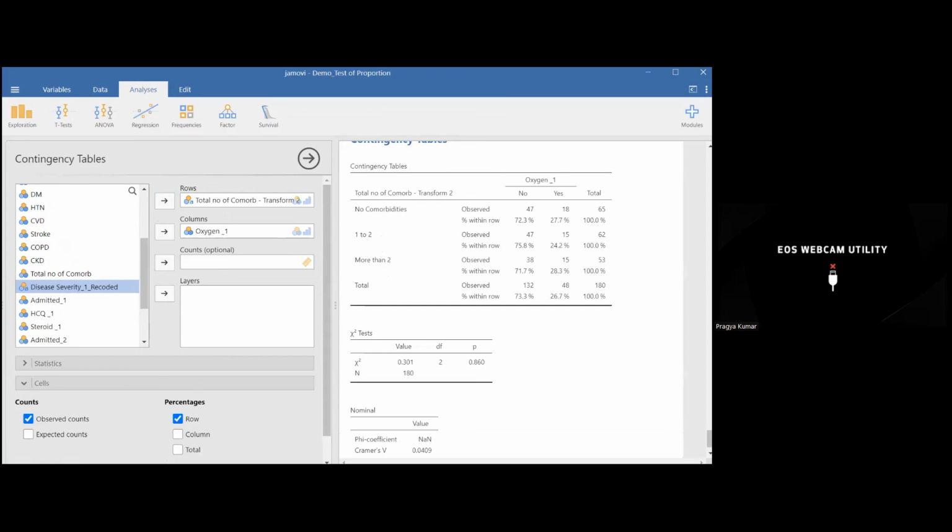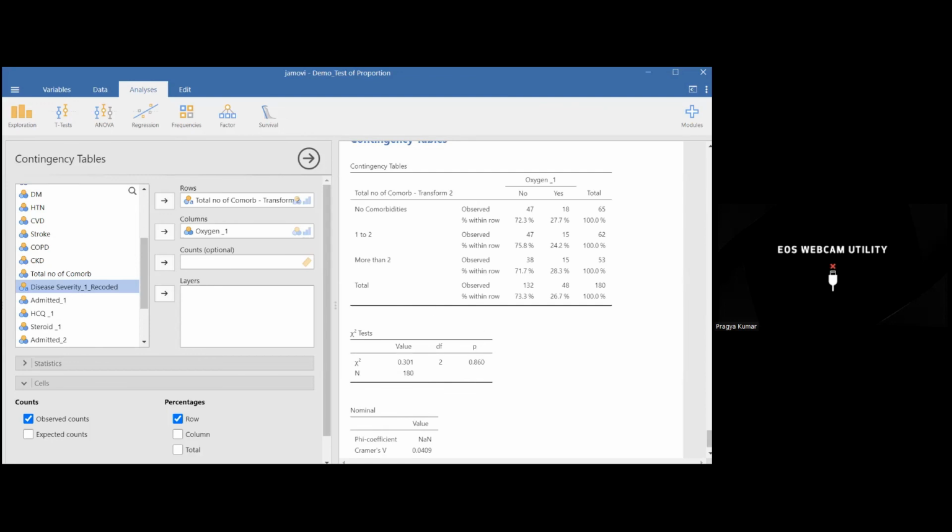And let's see the oxygen requirement. You can see it is 28.3 in the more than 2 comorbidity group, 24.2 in 1 to 2, and 27.7 in no comorbidity. So the percentages are approximately the same, ranging from 24% to 28%, and therefore the value of this chi-square is also low, and the p-value is not significant. And the Cramer's V also is 0.04. So obviously, if it is not significant, there is no point telling the value of Cramer's V or the effect size.